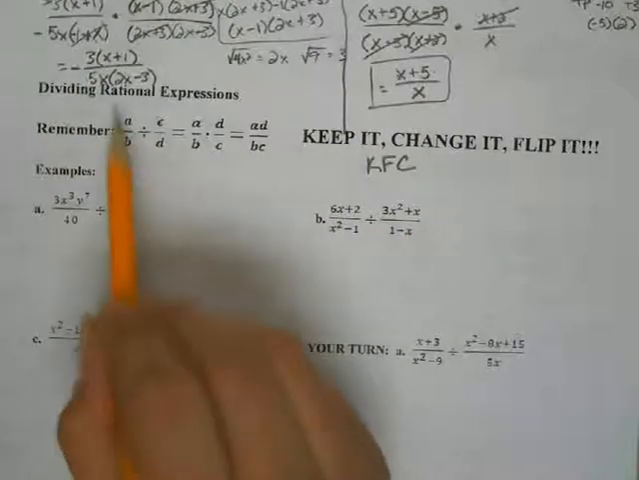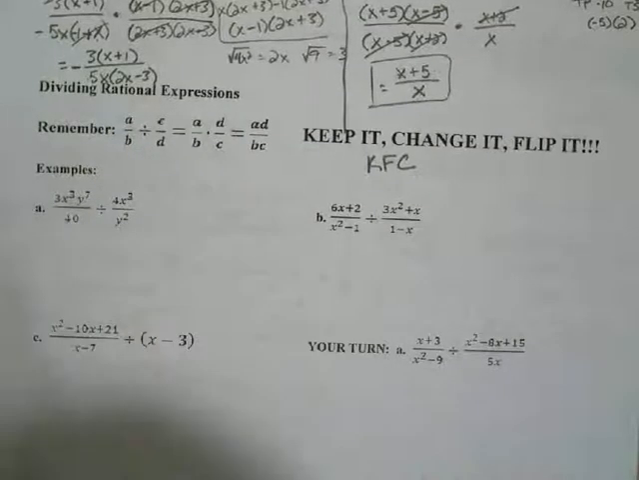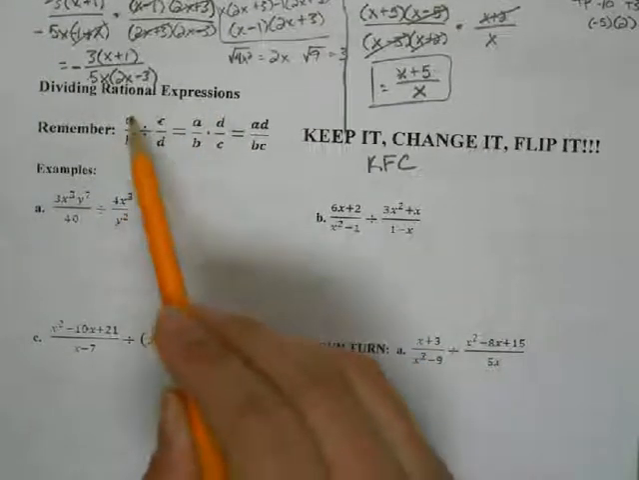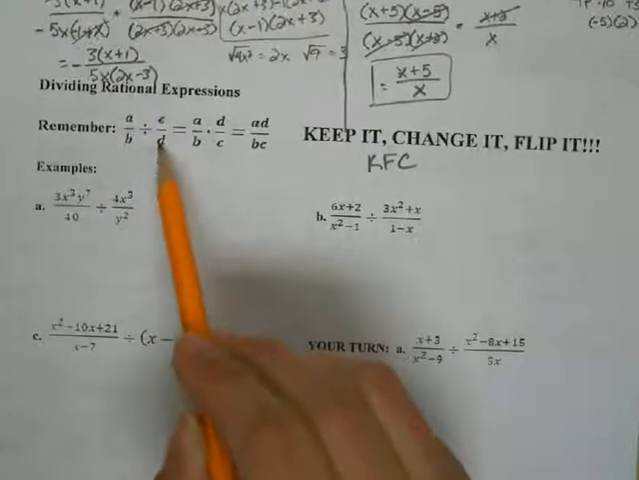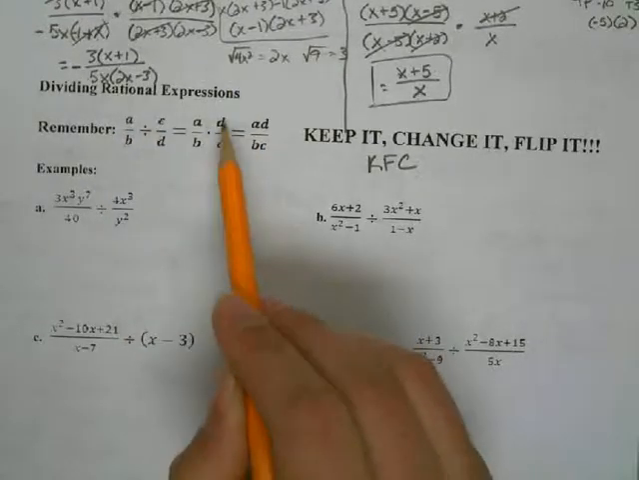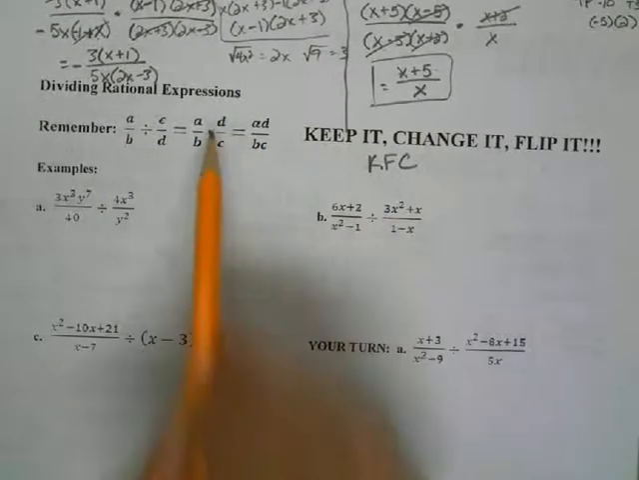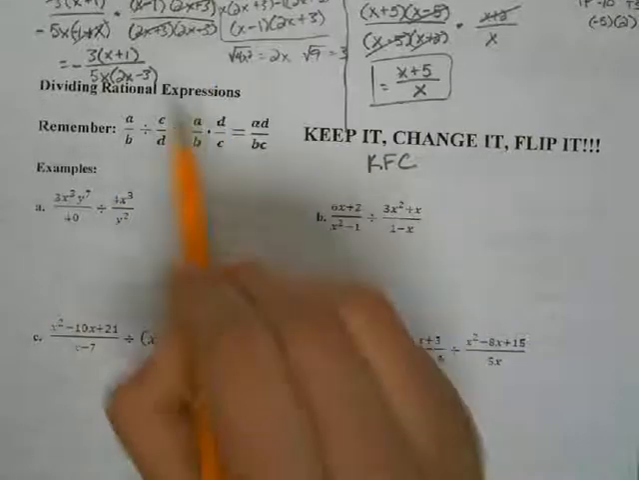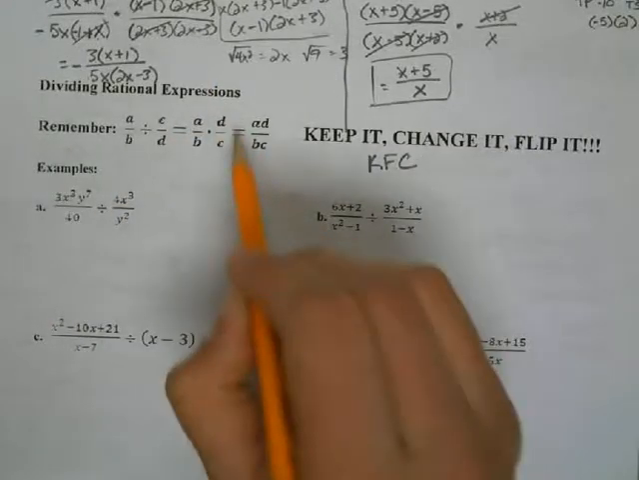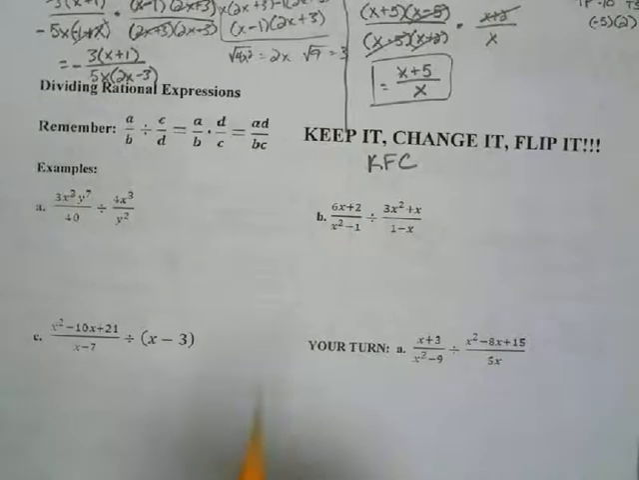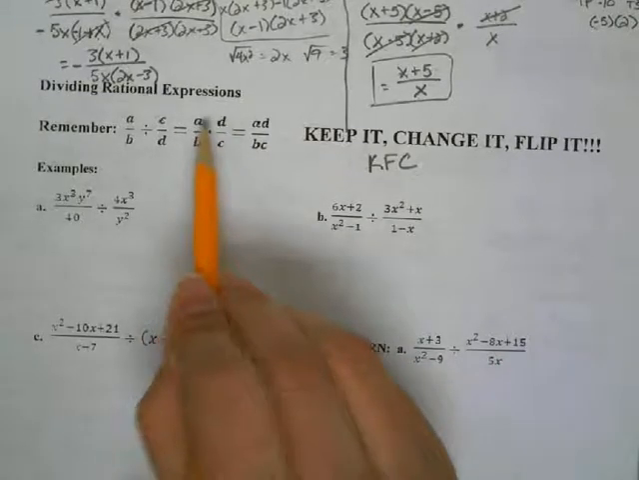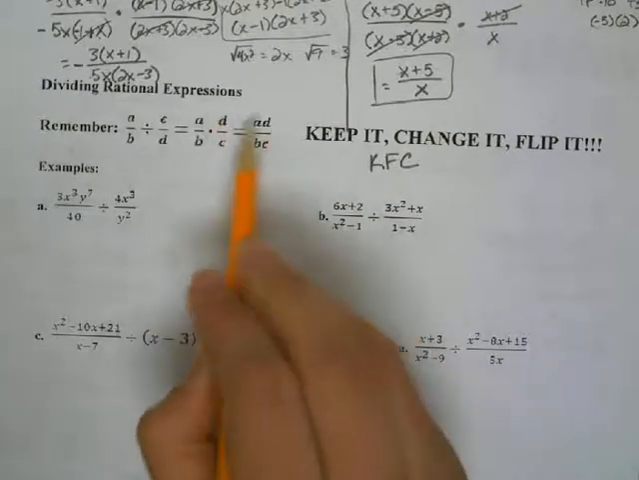A over B is just going to stay the same. You flip that second fraction, so here we had A over B divided by C over D becomes D over C, and you change it to multiplication. Keep it, flip it, change it. Keep the first, flip the second, change it to multiplication. Okay, and then it's just a matter of multiplying. A times D on top, B times C on bottom.